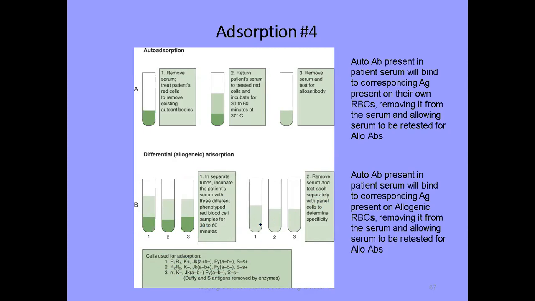Because we're basically guessing. We're trying to guess which cell is going to be able to remove the warm autoantibody out. Okay, so the autoantibody in the patient's serum will bind to a corresponding antigen that's present on one of these 3 allogenic red cells, removing it from the serum. This serum is free of the autoantibody, and now we can test for a panel to see if there's an alloantibody. So adsorption can be with the patient's own cells that have been specially treated, or it could be with allogenic cells where we're using known phenotypes to try to remove that autoantibody.